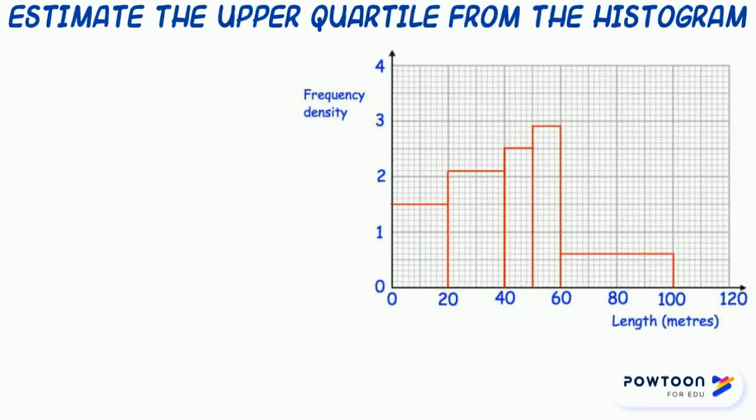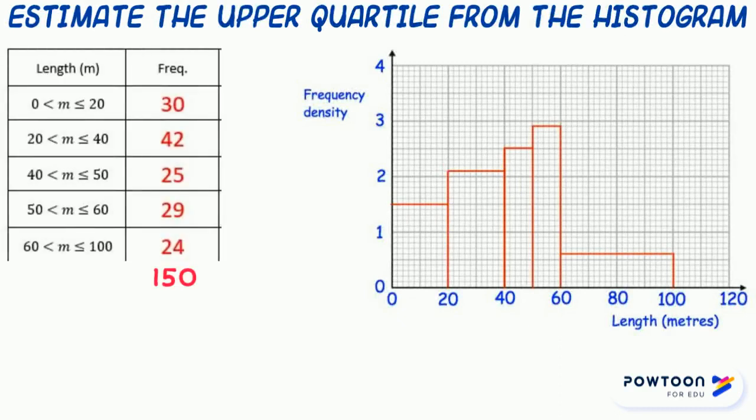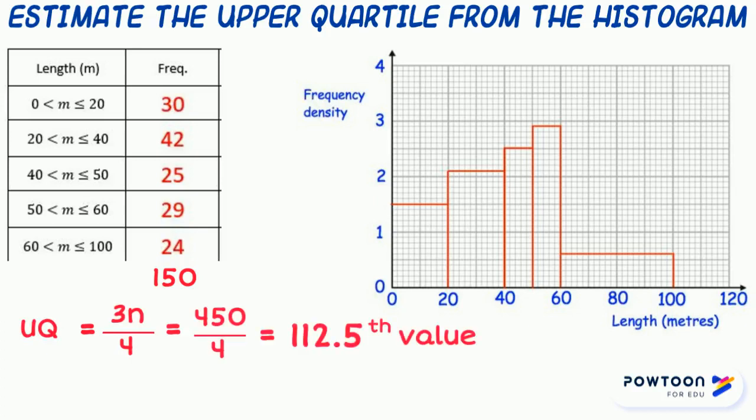Now let's look at the exact same histogram again, but we're going to find the upper quartile. Again, the exact same steps, but instead of n over 4, it's 3n over 4. So our upper quartile will be at the 450 over 4 value, or the 112.5 value. Now we're going to use our cumulative frequencies, keep adding them on until you pass 112.5, and in this case, it's going to be in the interval from 50 to 60.